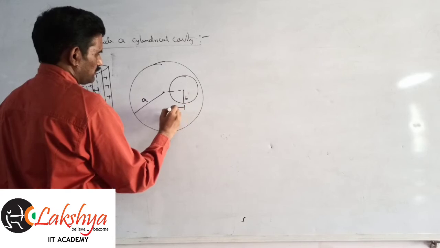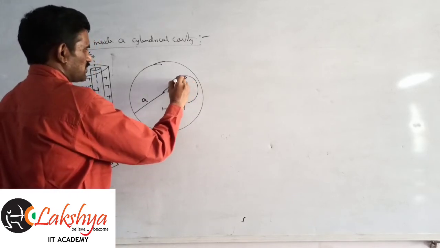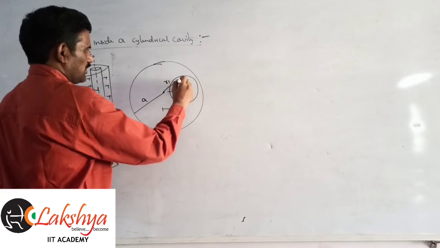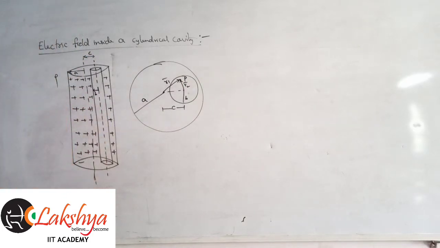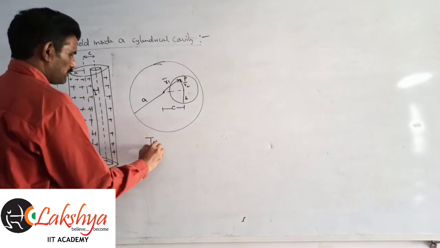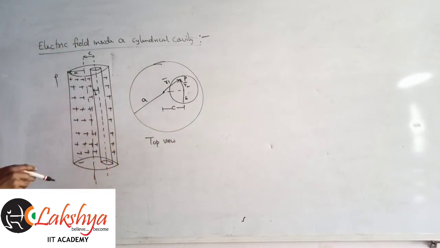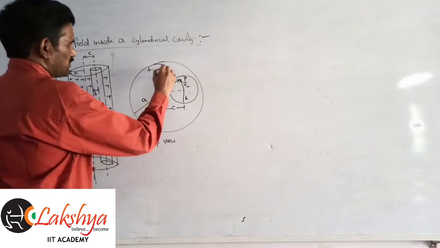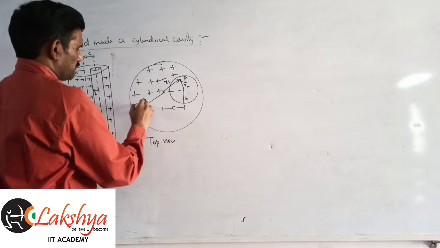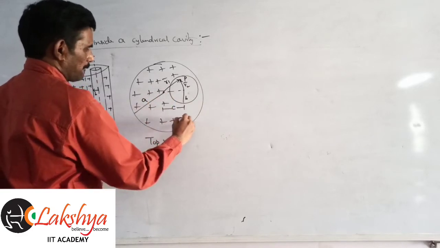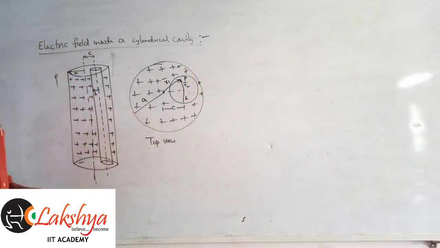Now again we take some point P here, with distance R1 from this and R2 from this, right? This is the top view. When you are observing from the top of this cylinder, it appears like this and it is having the same volume charge density here. And so now the same approach, the same process, everything will be the same.